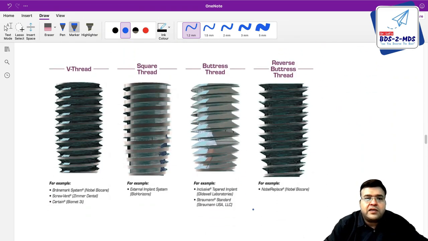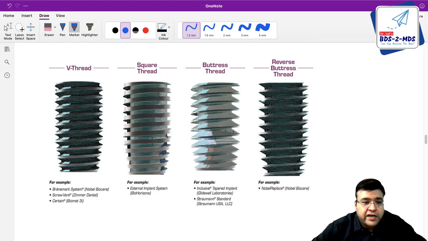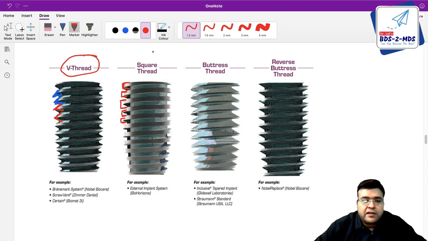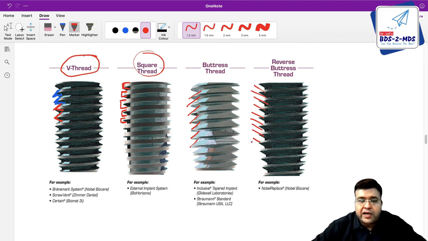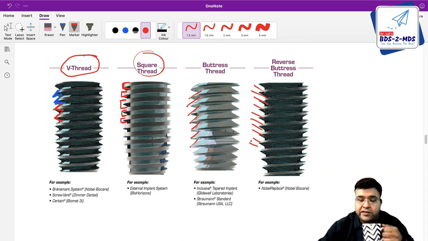Now coming on to these diagrams. These are the different shapes of threads which are available. When you see these threads here, these threads are all V-shaped, right? This is how the threads are shaped. So this is called a V-thread. Then you have these broad square threads, another variation of an implant. Then you have a buttress and a reverse buttress. You can easily see that the buttress has channels going downwards, whereas the reverse buttress has channels going upwards. So they are significant when you are dealing with implants, but as of now, from your MCQ point of view, you need to know what are the different varieties which are available.